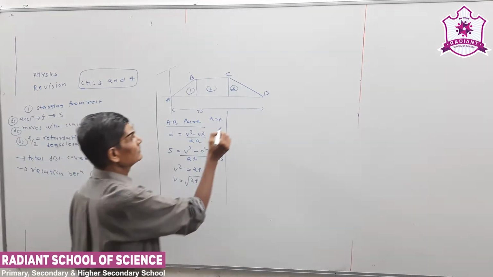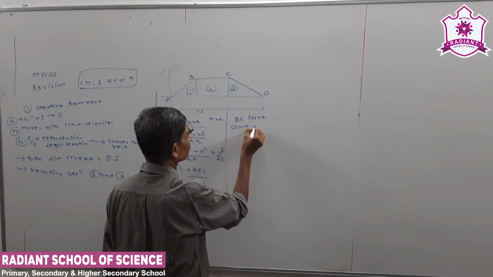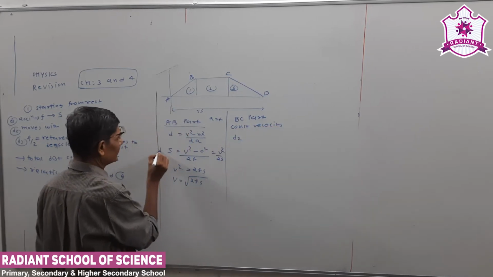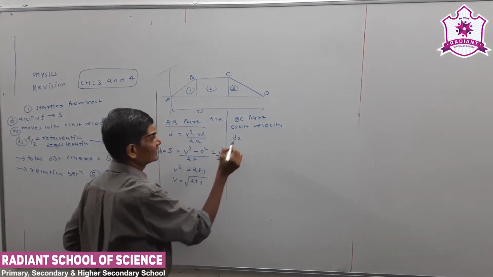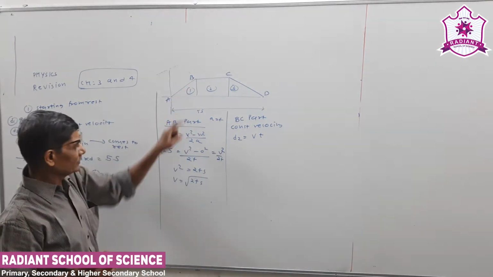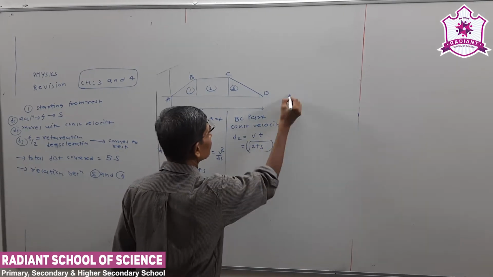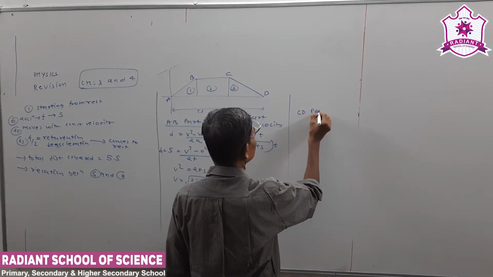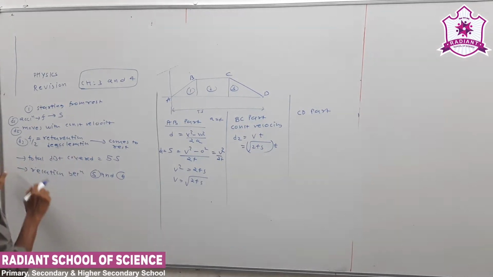Now BC part moves with a constant velocity. So the distance covered, this is our d2, is constant velocity into time. Now what is the velocity here, v? That we have obtained, root 2fs, and time is t. Then in CD part, it moves with the retardation equal to f by 2.